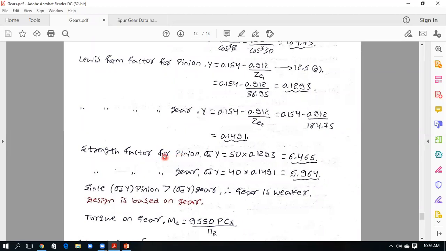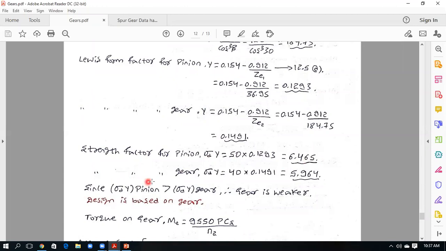Strength factor for pinion is sigma D, the allowable static stress, which you will be calculating, or if it is not given, you take it from table number 12.7, page number 234. Here it is given, so substitute the allowable static stress for pinion, 50, into Y, the Lewis form factor for the pinion. Substituting that, we calculate the strength factor for pinion as 6.465.